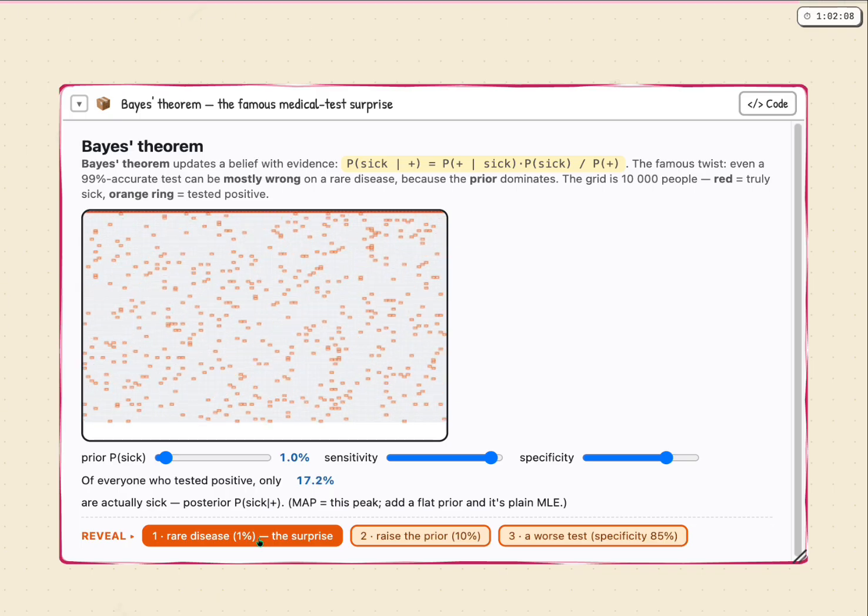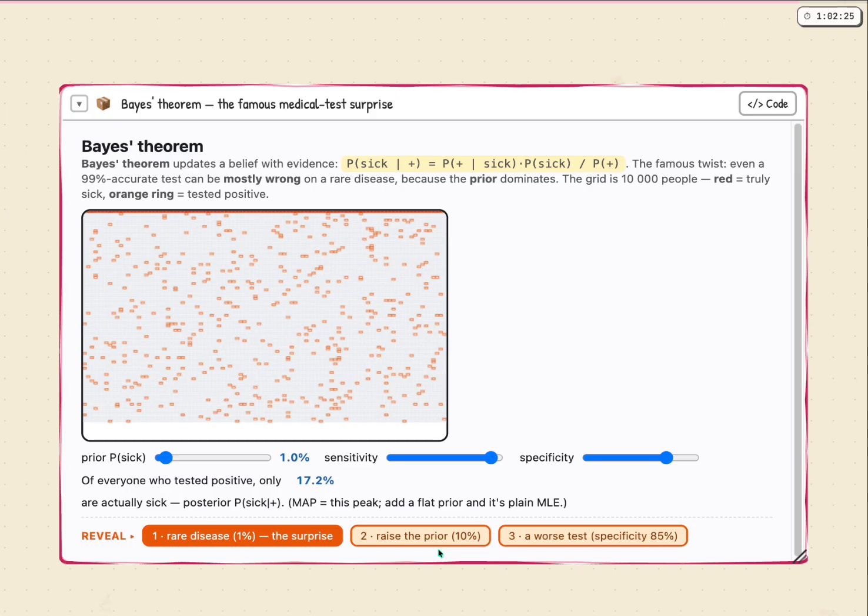Now we have a good test. Its sensitivity is 99%, meaning if you are sick, it catches you 99 times out of 100. And its specificity is 95%, meaning if you are healthy, it correctly says so 95% of the time.